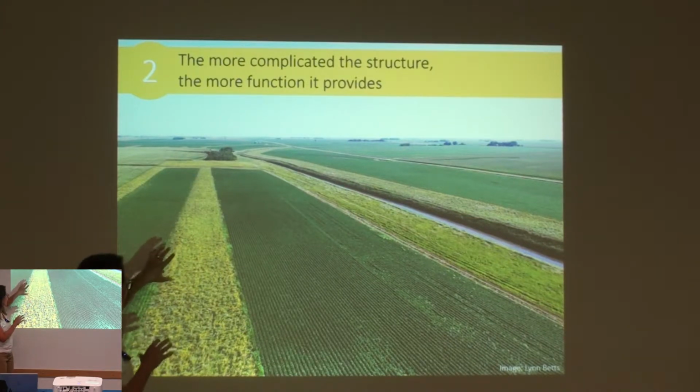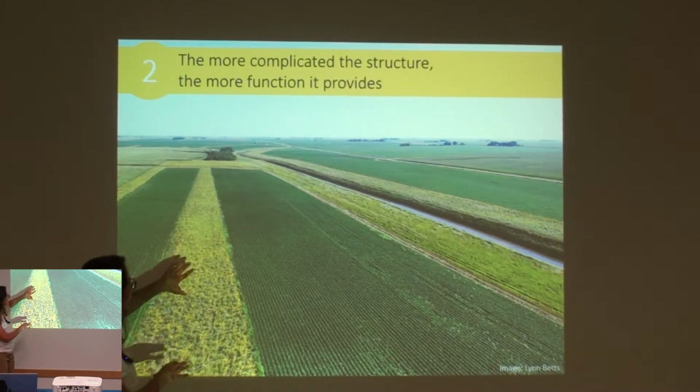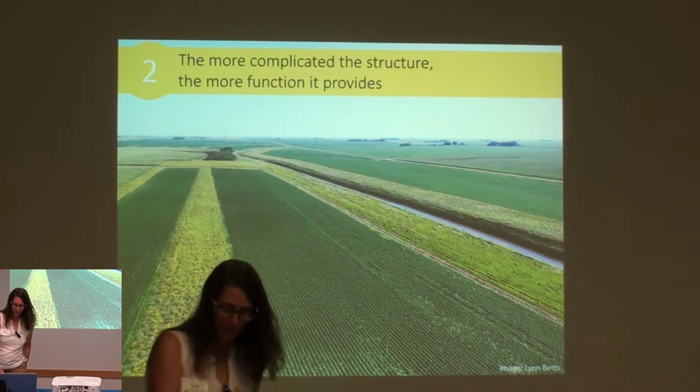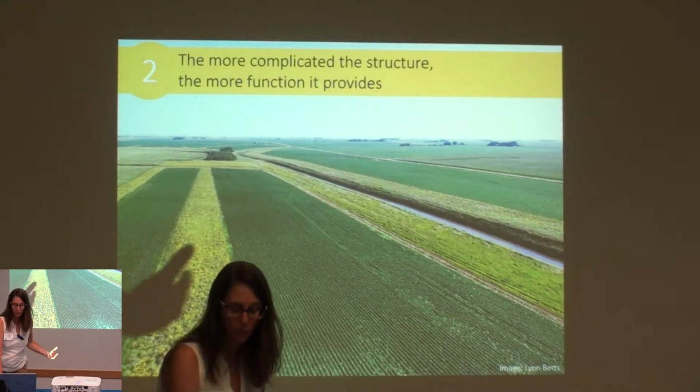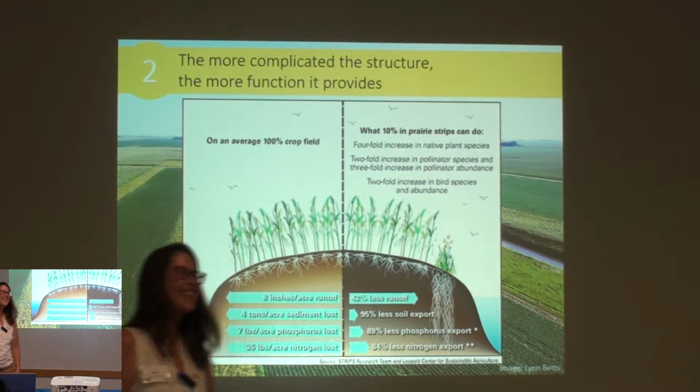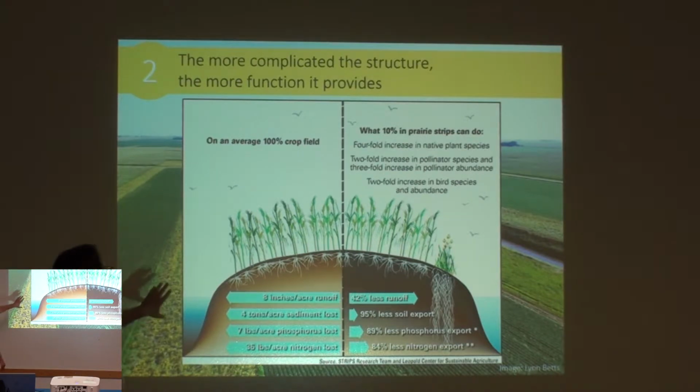Because there's a lot of species here and a lot of structure being provided, what we've seen in our work at Neil Smith National Wildlife Refuge is when you add that to a farm field, you get lots of function. And so this is a summary graphic of some of the functional results that we've found by putting Prairie Strips on row crop fields in Iowa.